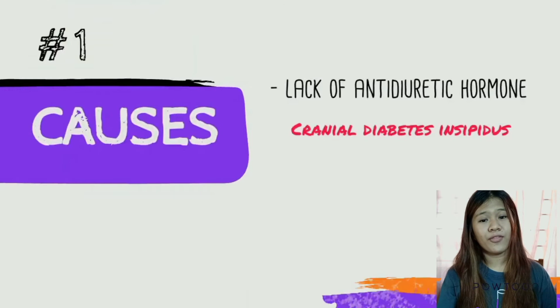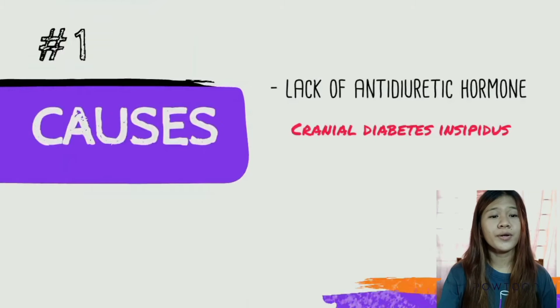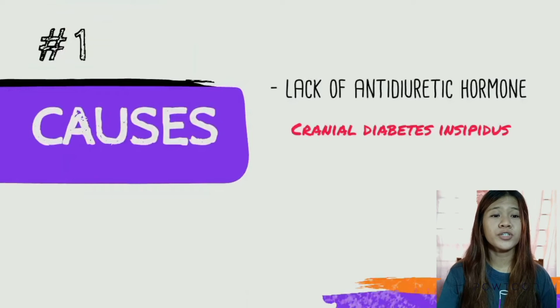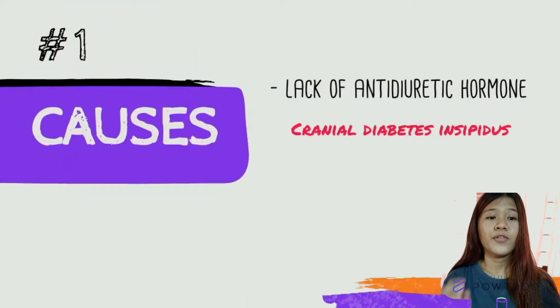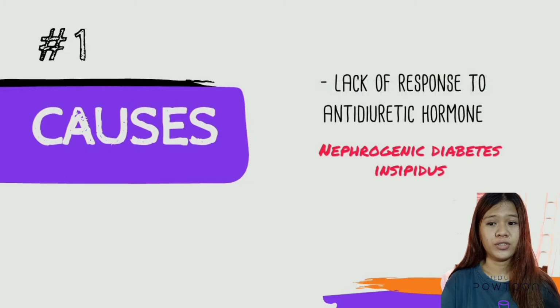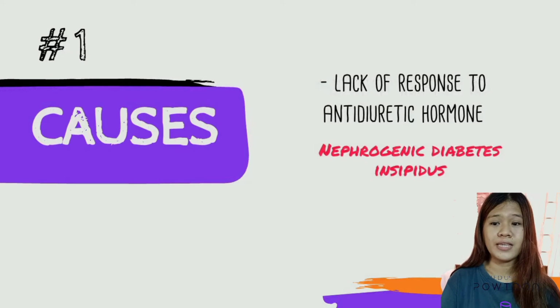It can be idiopathic without a clear cause or can be caused by brain tumors, head injury, brain malformations, brain infections, or even brain surgery or radiotherapy. The second one is the lack of response to the ADH, which is classified as the nephrogenic diabetes insipidus. It is when the collecting ducts of the kidneys do not respond to the ADH.